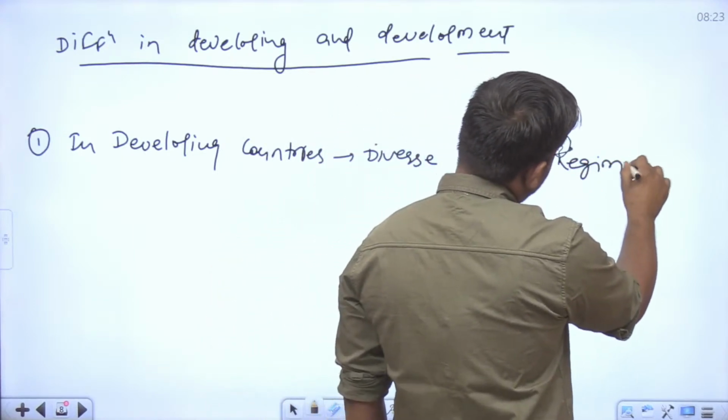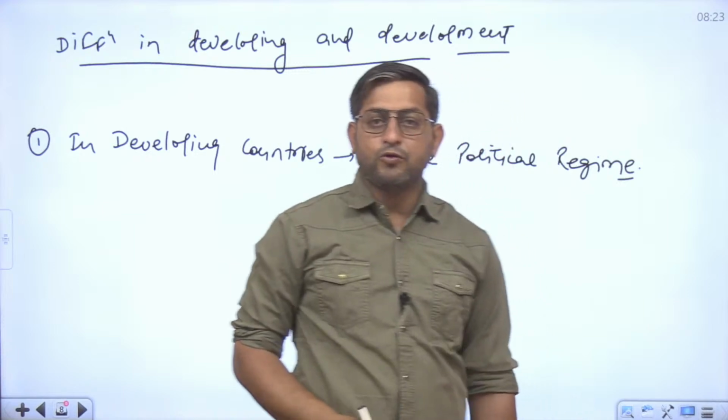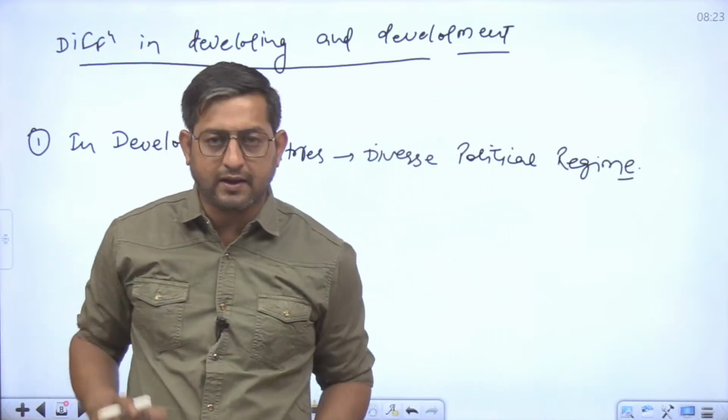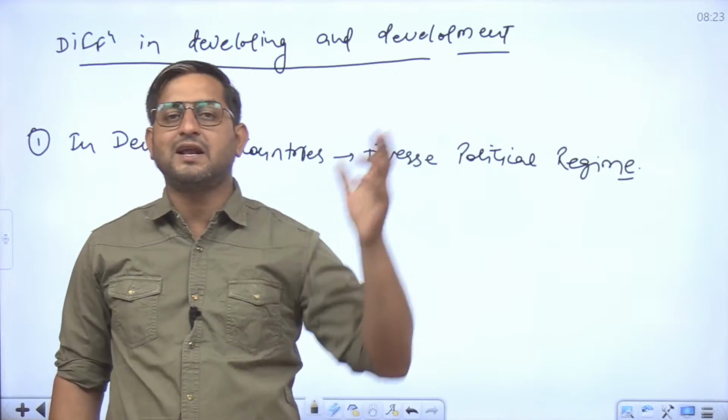Diverse means that it is not very stable, because obviously they are in the construction phase, they are in the building phase, they are building the country, that is not that much stabilized like USA.